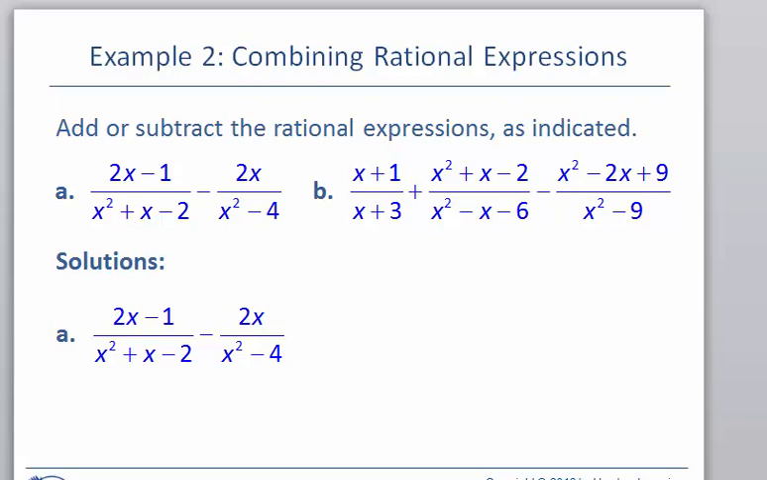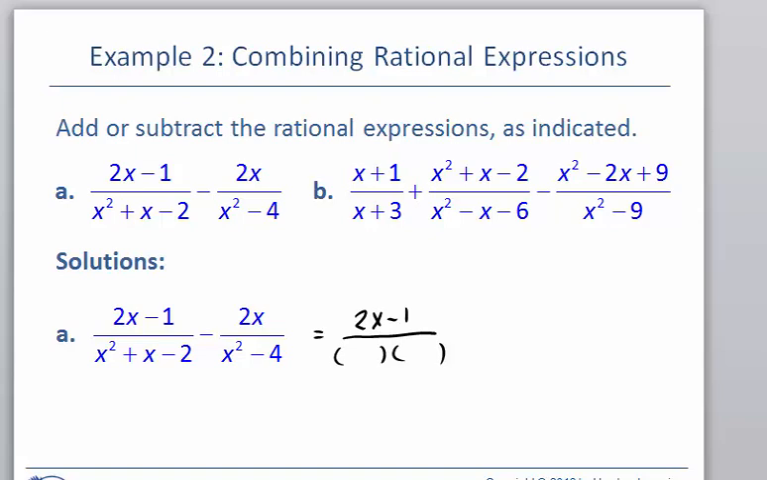So our first example is (2x minus 1) divided by (x squared plus x minus 2), minus 2x over (x squared minus 4). So what I'm going to do here is go ahead and factor both of the denominators in my original problem. I'm going to leave the 2x minus 1, and we'll factor that denominator.